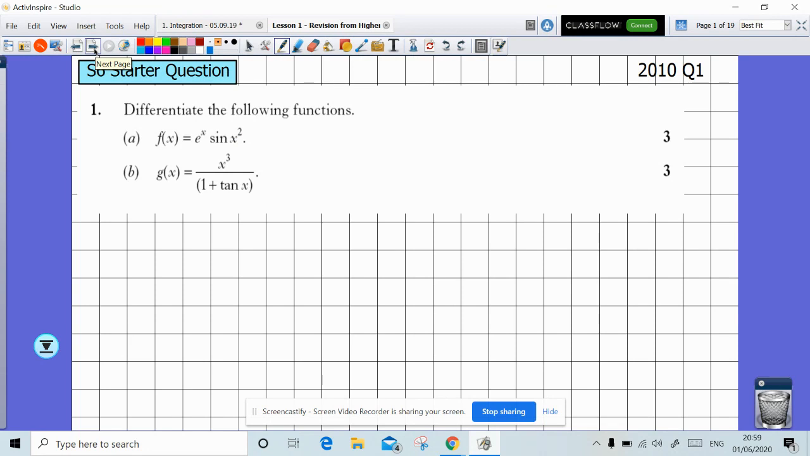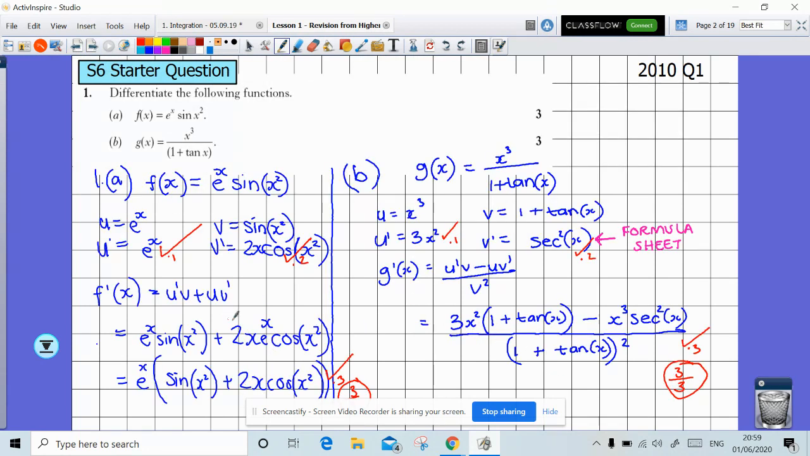Okay, and when you're ready, here are the full solutions. Both questions are out of 3 marks, and I've shown you where you're finding each mark. So pause the video, correct your own working, and give yourself a mark out of 6 for this.